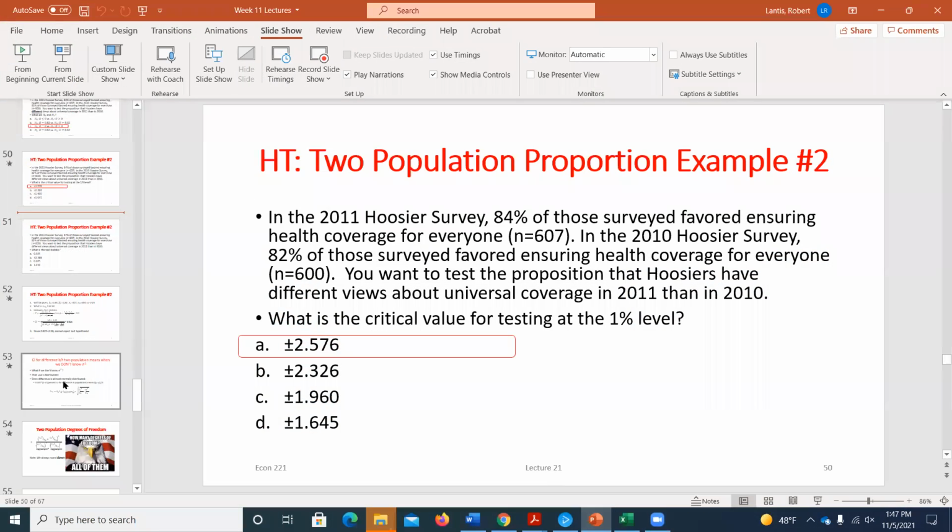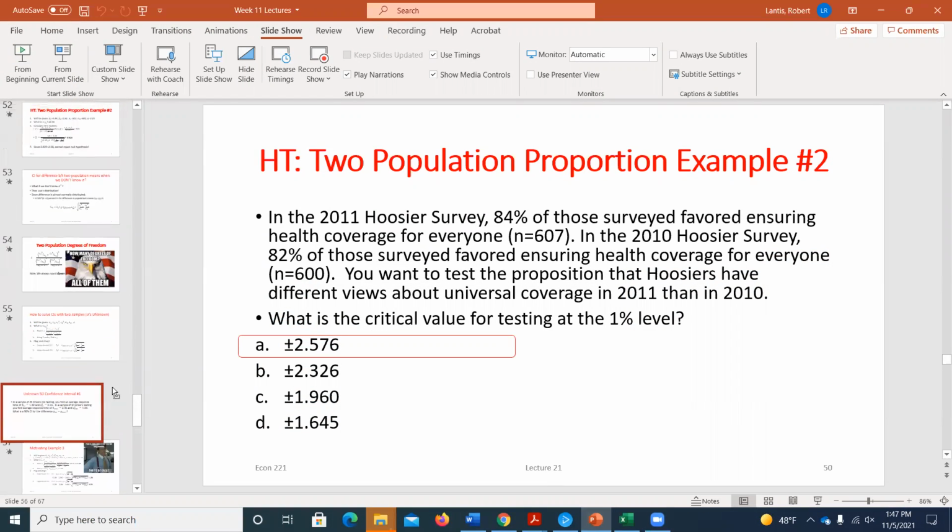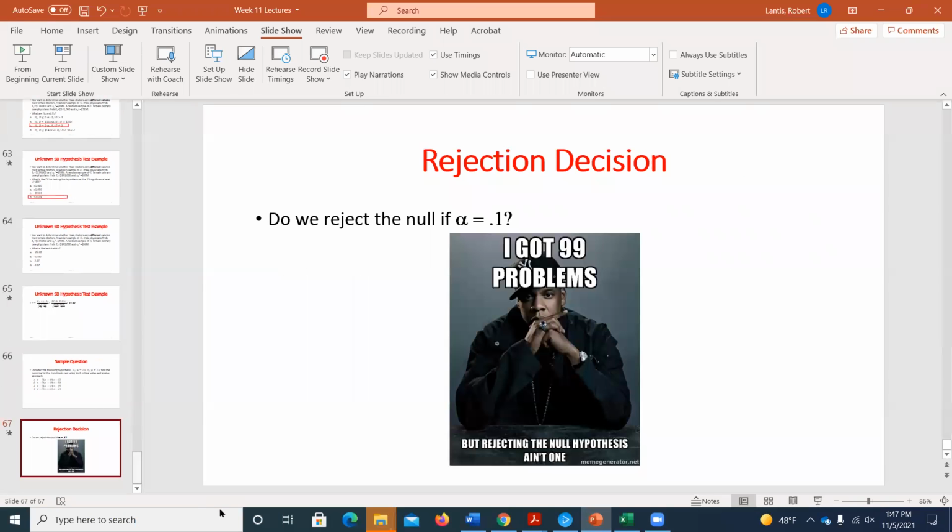All right, I'll leave you with, oh, I don't want to move this out of order. I got 99 problems, but rejecting the null ain't one. So I thought this was another great meme that everyone should see.